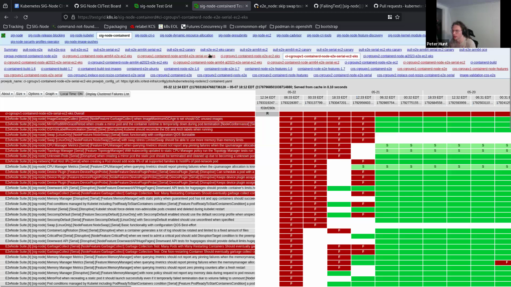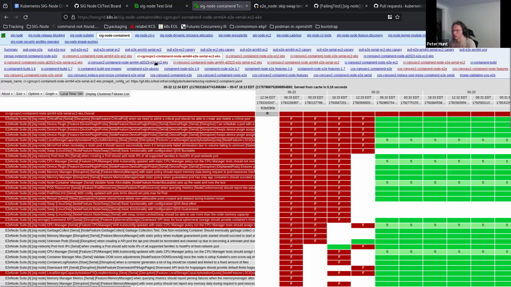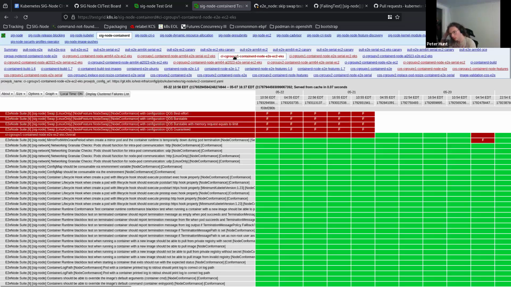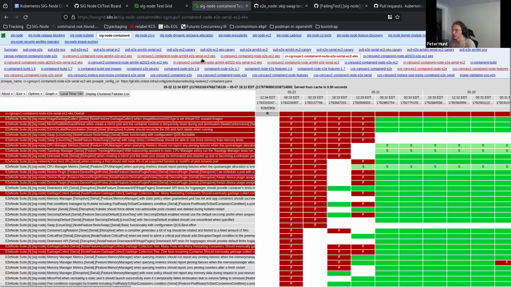So yeah, it looks like just these four. Oh no, this one's not. So it would be the serial and EDUI node and EDUI node. Oh no, that's the swap. All right, so it's just these two. So just the serial tests on EKS seem to be failing on SIG V1 specifically.